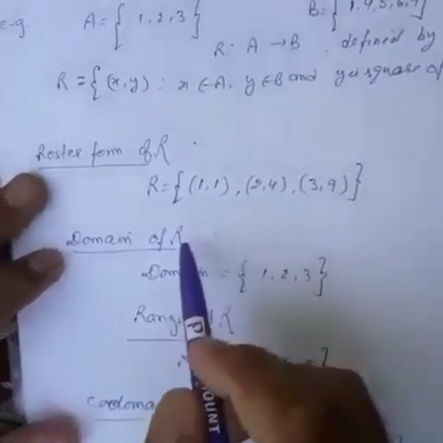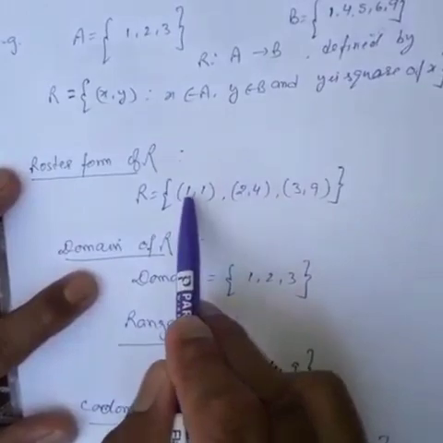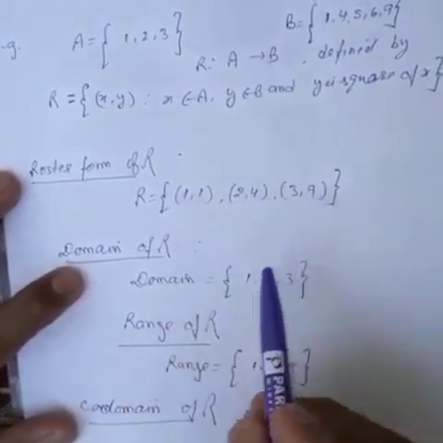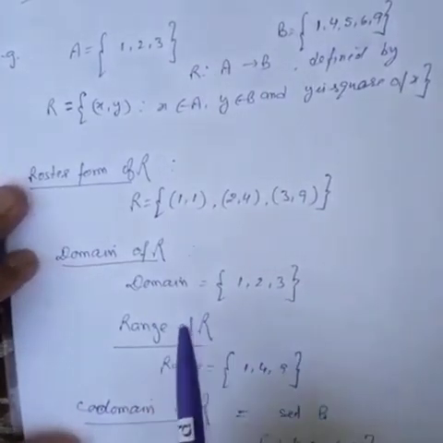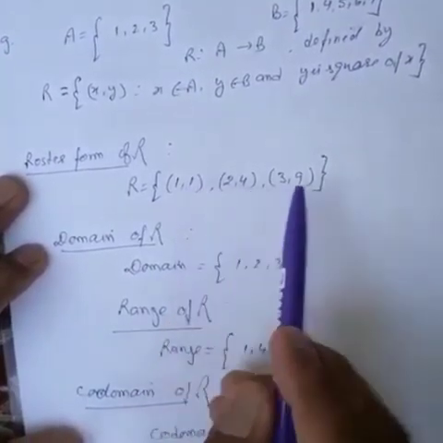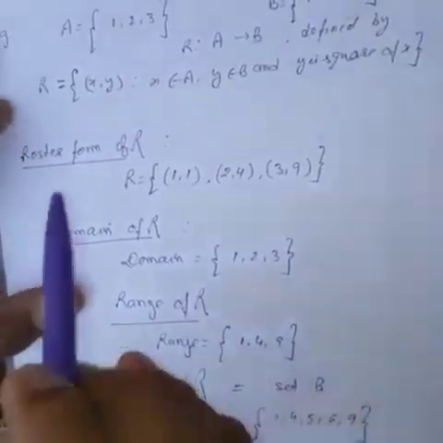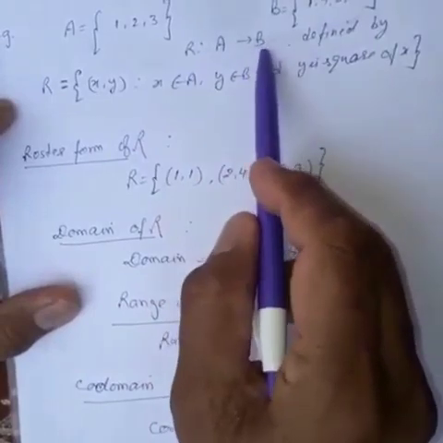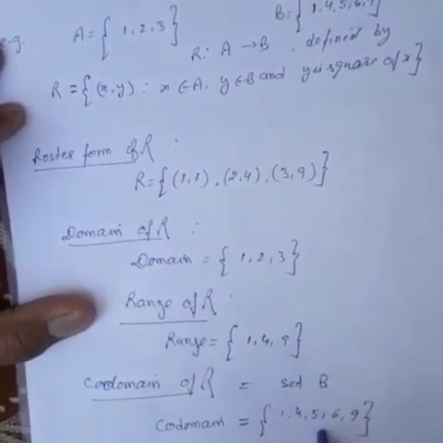Now we can write down the domain of R. I told you the domain is the set of first elements. So the first elements are 1, 2 and 3 of all ordered pairs. So the domain is a set containing 1, 2, 3. Write it in the form of a set. Similarly, the range is the set of all images. The images are 1, 4 and 9. So you write the images, that is the range. And what is the codomain? If R is a relation from A to B, then this second set is called the codomain. So the codomain is set B. This range is a subset of the codomain. You can verify this. So this is about relations and functions.